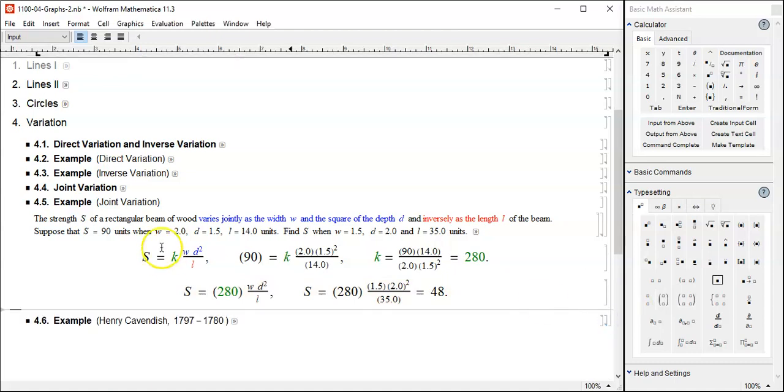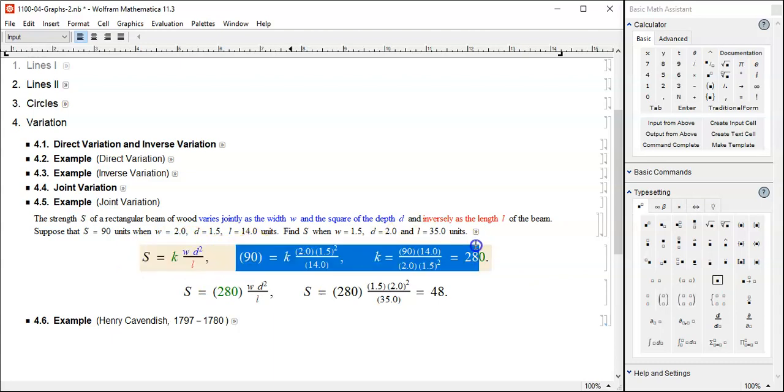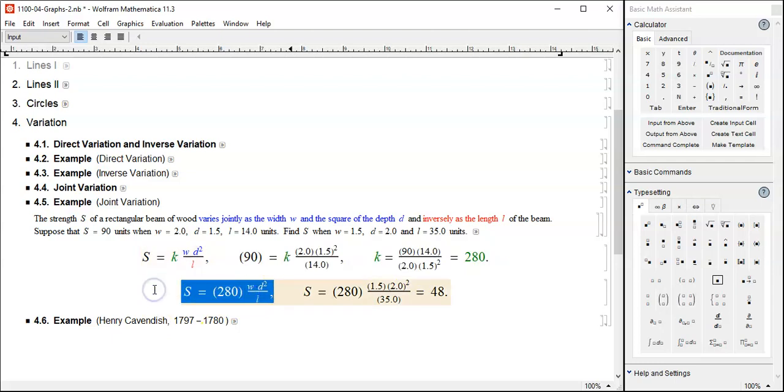So here goes the 4-step process. Step 1, variation equation. Step 2, find the variation constant. Step 3, put the variation constant in there so that we get a completed equation to use. Now we have a usable equation, so let's use it to find out the answer. 4-step process. Same as before.